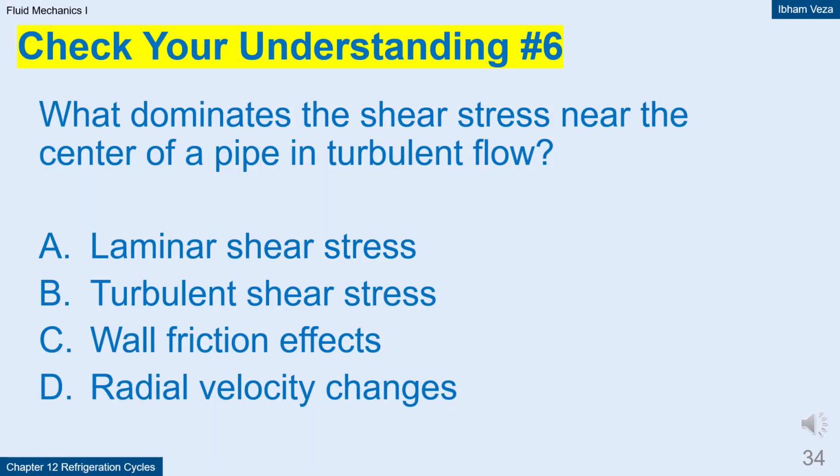Check your understanding. Number 6. What dominates the shear stress near the center of a pipe in turbulent flow? B. Turbulent shear stress. Explanation. A is incorrect because laminar shear stress is more significant near the walls rather than the pipe center. C is incorrect because wall friction effects primarily influence the boundary layer rather than the pipe center. D is incorrect because radial velocity changes are related to the velocity profile, not directly to the shear stress dominance.